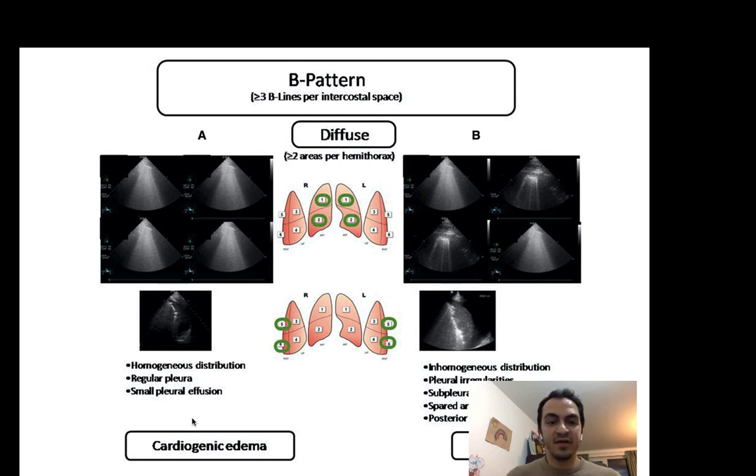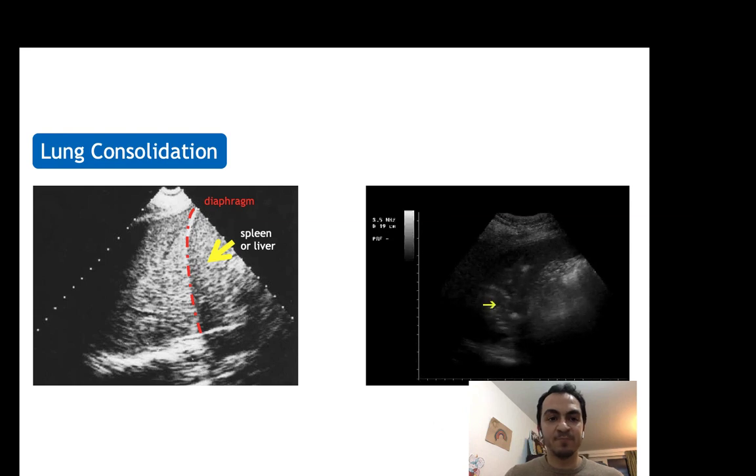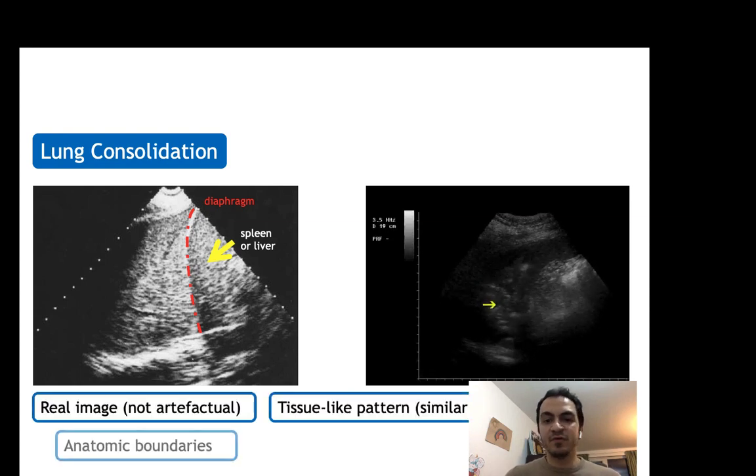As we said earlier, in cardiogenic pulmonary edema, you will have homogeneous distribution of B lines bilaterally. The pleura will be regular and thin, and you might get a small pleural effusion, while in ARDS, you will have typically inhomogeneous distribution of the B lines, pleural thickening irregularities, subpleural consolidation, spared areas, and you would get posterior consolidation as well. This is another example of consolidation.